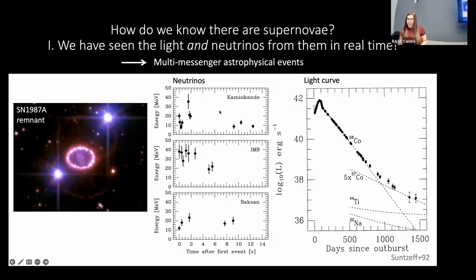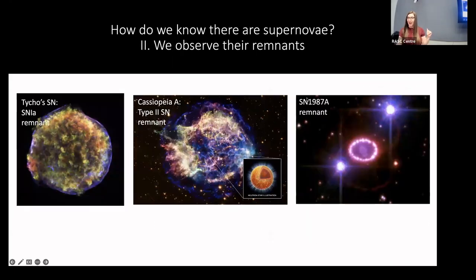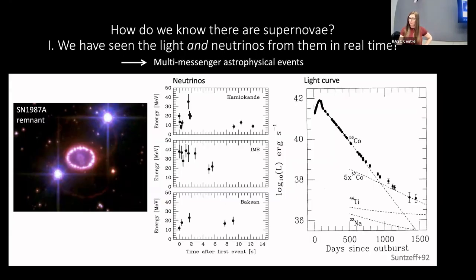So there's something like 30 neutrinos that were detected from this event, but there have been hundreds of papers on this event. It's quite interesting. Okay, now how else? You could just take a look at that. You said there's a light curve.